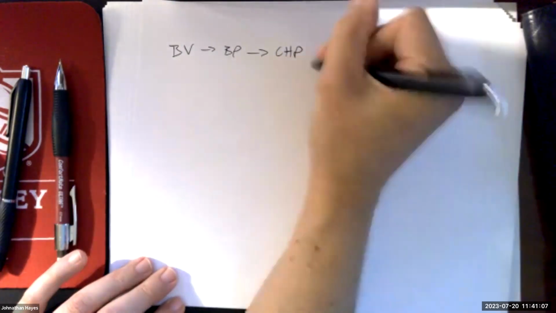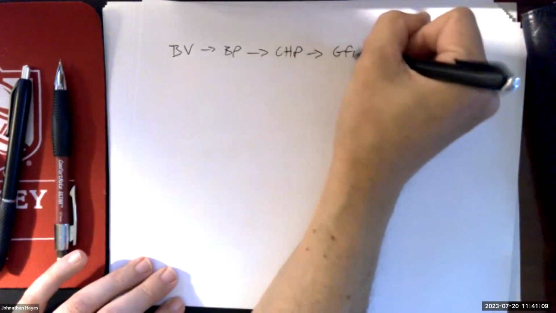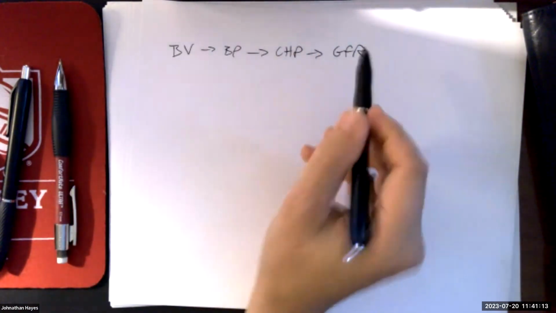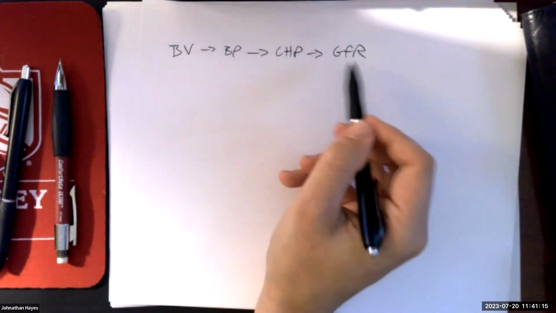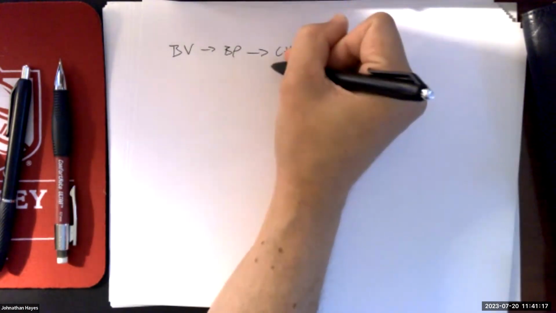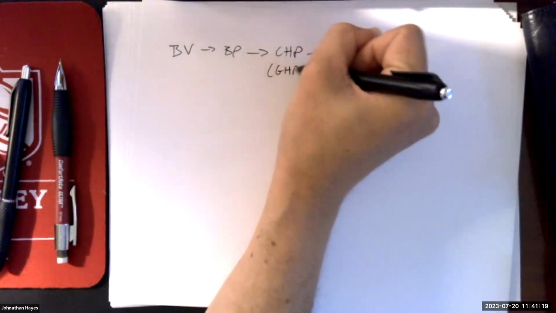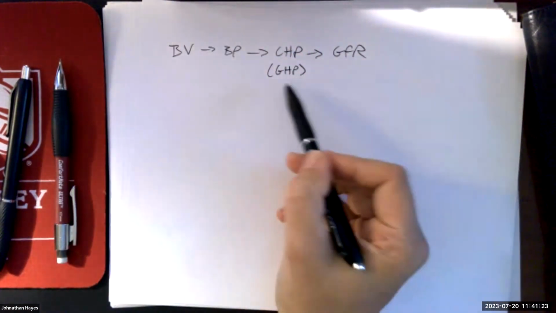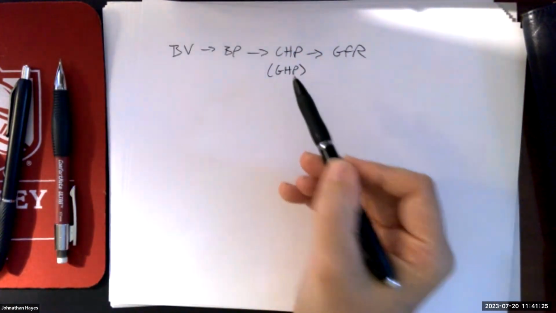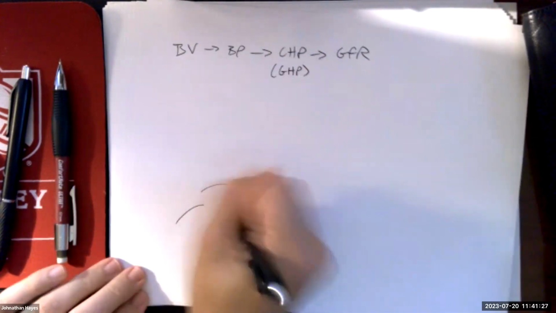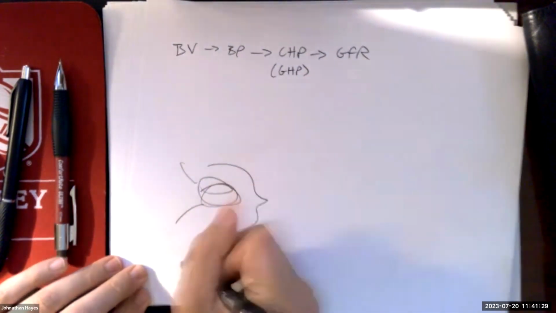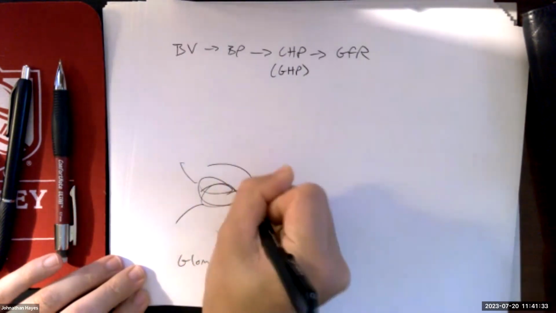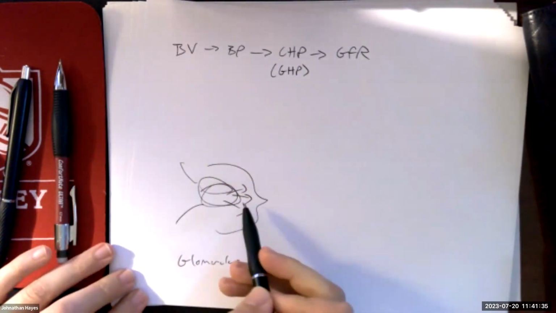And in the kidney, that CHP is going to generate our GFR, right? Which is going to be the glomerular filtration rate. So in some books, what you might end up seeing is CHP gets changed to GHP, which is unnecessary because it's just saying glomerular hydrostatic pressure. But what is a glomerulus? It's a capillary, right?